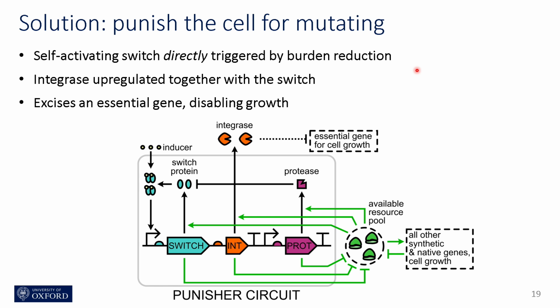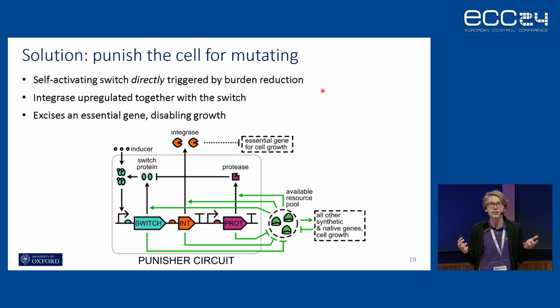And this switch gene is also correlated with an integrase, which is a particular protein that, when its concentration is sufficient, can cut out an essential gene for cell growth from the cell's genome. This means that without this essential gene, the cell will be unable to grow. But of course, the expression of both these proteins is heavily dependent on the availability of expression resources, that is, the burden.